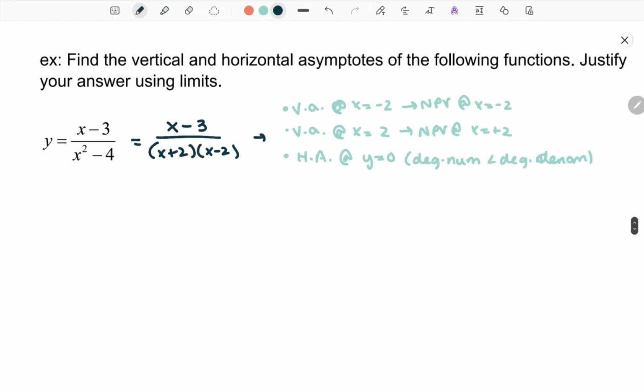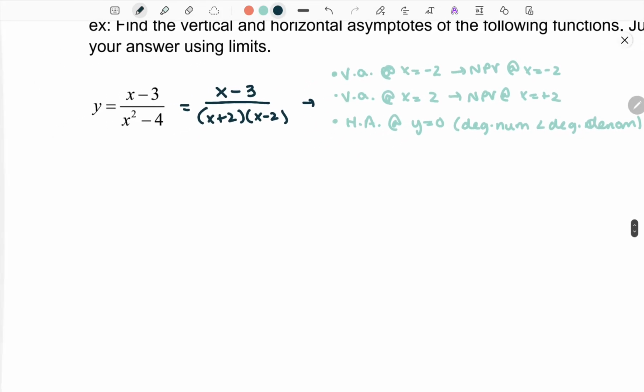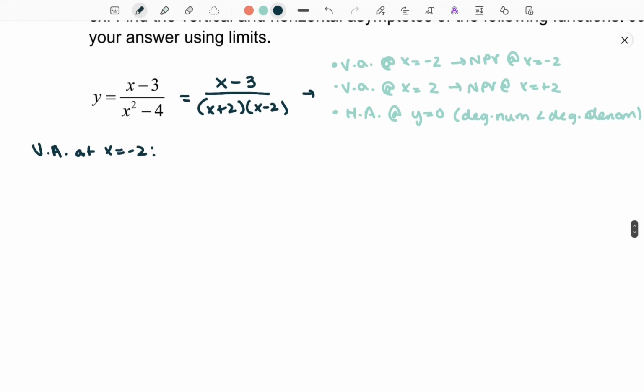First thing, if I want to talk about the vertical asymptote at x equals negative 2, let me prove it to you. So vertical asymptote at x equals negative 2. Because I know that a vertical asymptote means it's an infinite limit, it means I need to approach it from the left and right side. Again, as long as one of those things approaches infinity, it technically is a vertical asymptote. I want you to check both.